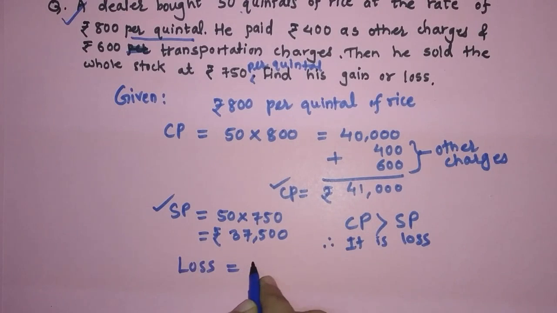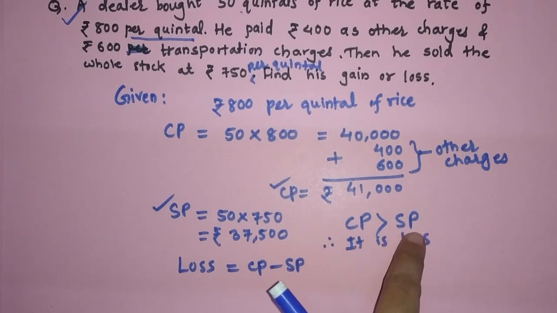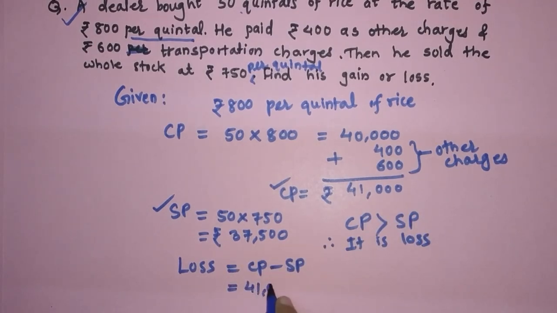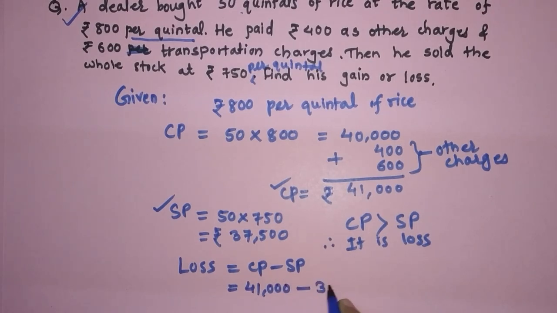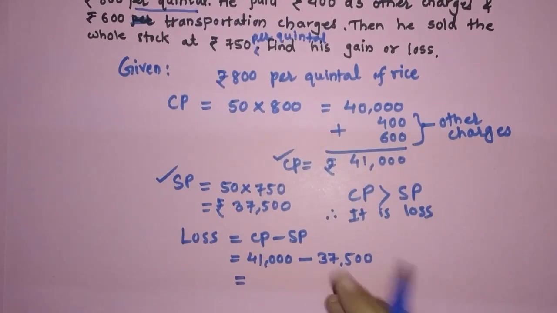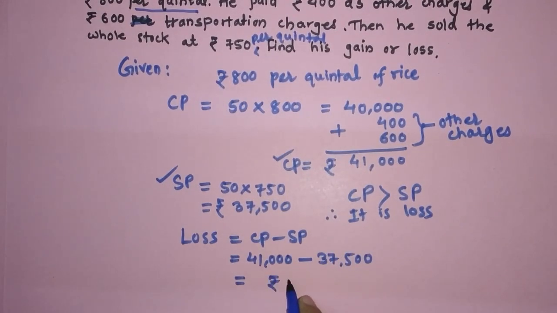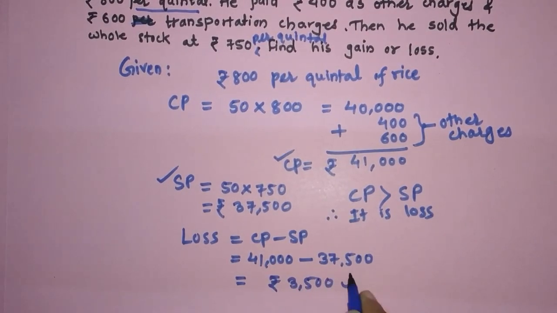And we can go for how much loss he incurred. So loss is equal to CP minus SP. Loss is going to be incurred whenever selling price is less than cost price. So cost price is here 41,000 minus 37,500. So here we'll reach rupees 3,500, which is the loss to this dealer.